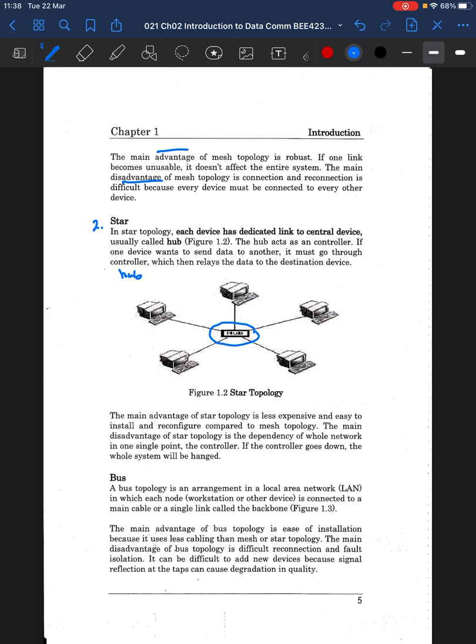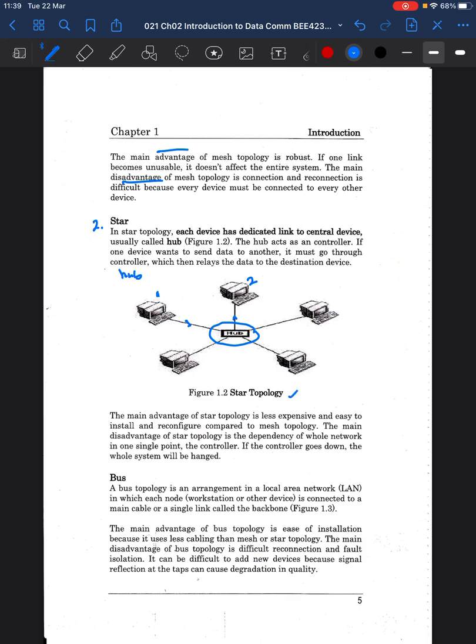So let's say the data wants to go from 1 to 2. Then the data from 1 goes to the hub, the controller, and then the data will be sent to device 2 from the hub, not directly. So each data has to go through the hub. This is the example of star topology.